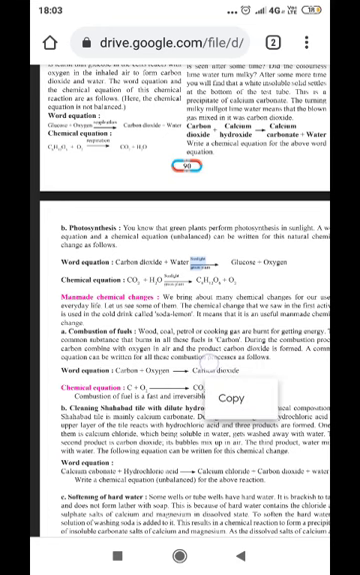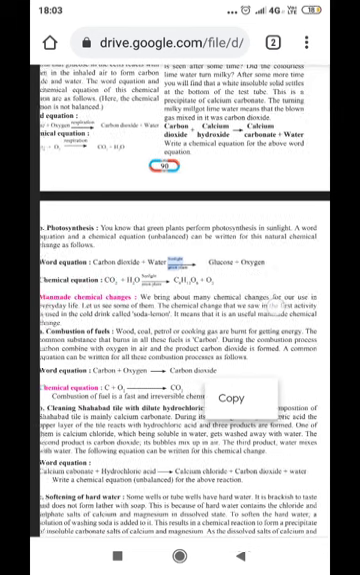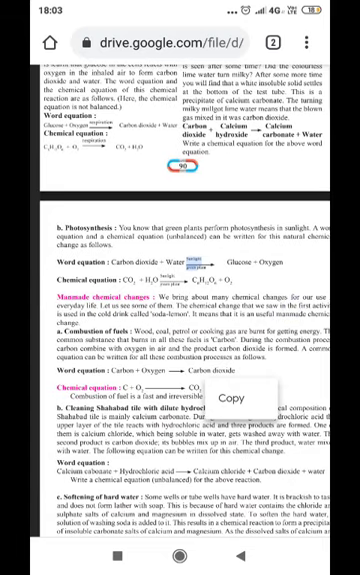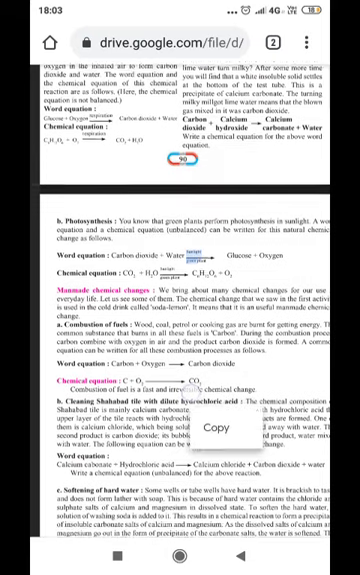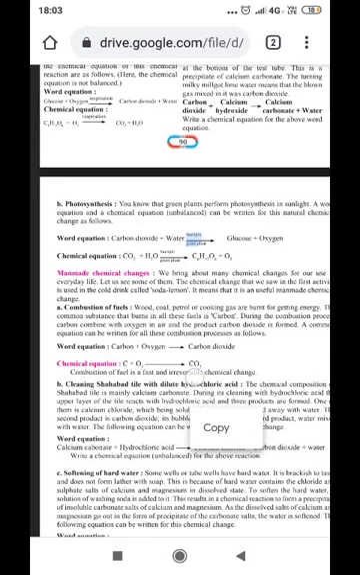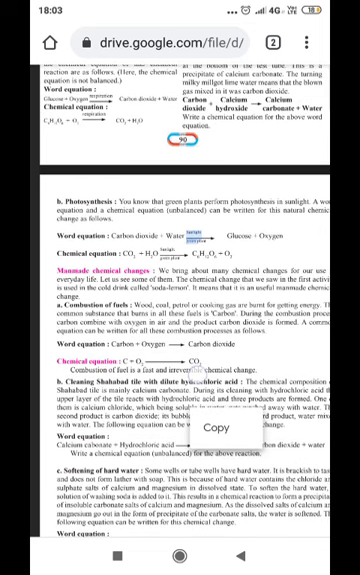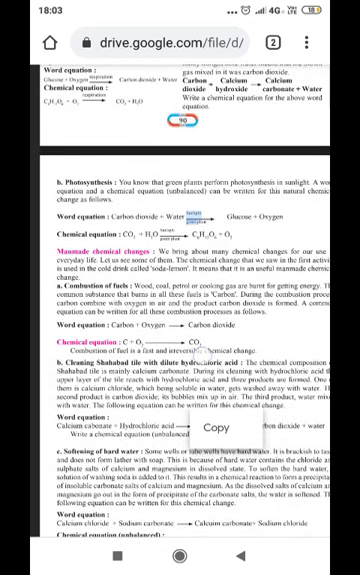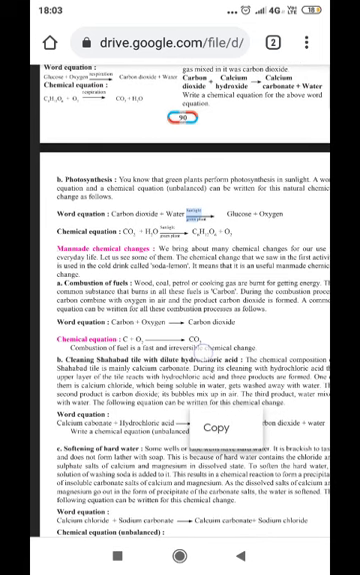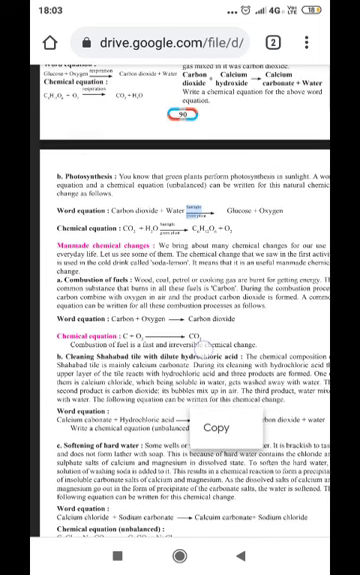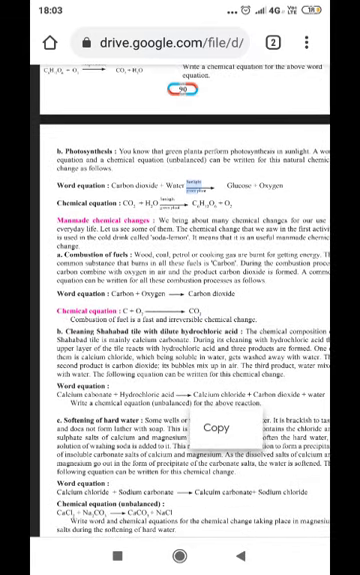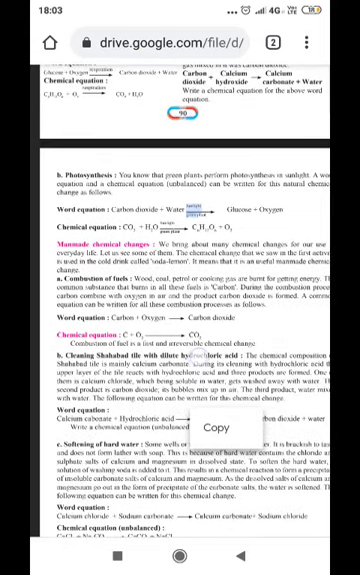Photosynthesis. Like respiration taking place in human beings, photosynthesis is also a chemical reaction which takes place inside plants. You know that green plants perform photosynthesis in sunlight. A word equation and an unbalanced chemical equation can be written for this natural chemical change as follows. The word equation: carbon dioxide plus water in the presence of sunlight and chlorophyll gives glucose plus oxygen. The chemical equation can be written as CO2 plus H2O, in the presence of sunlight and green plant, gives C6H12O6 plus O2. So here we have discussed some of the naturally occurring chemical reactions taking place in our day-to-day life.